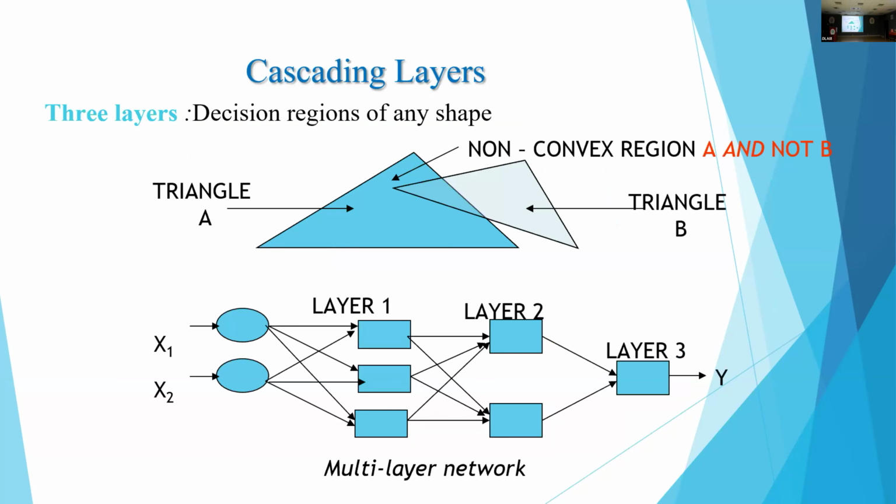If I would like to have a concave decision boundary, the decision boundary is something like this. We would like to have non-convex region A but not B. So what am I trying to get? This one along with this, then this one and this. A but not B. So this is a concave region. For that, I need one more layer. So you can understand that if my data gets complicated enough, more and more layers will be needed to have a good decision boundary. And hence, the multi-layer perceptron came into the picture.